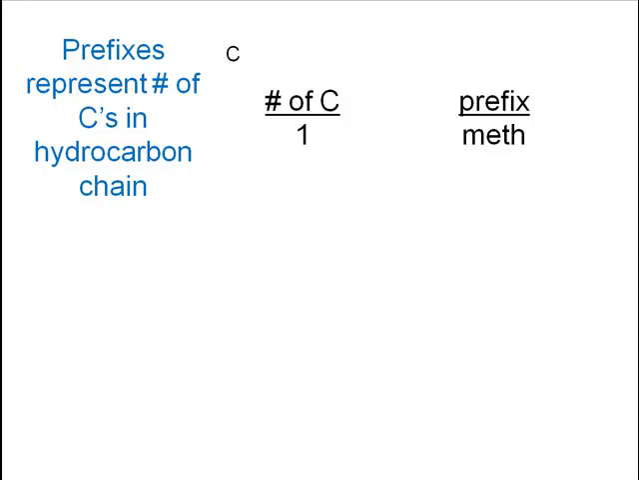The prefix is 1 for meth, 2 for eth, this is the best one. It doesn't even sound like anything you would think of. The three is a cool one. It's called prop, which is the prefix for something like propane, ethane, methane. It's a number of carbons.